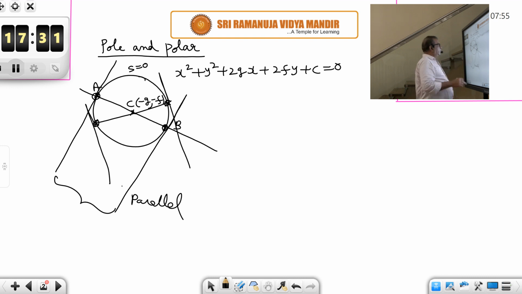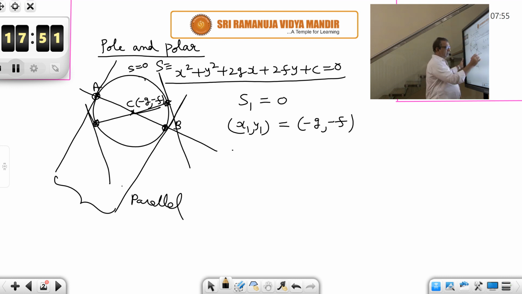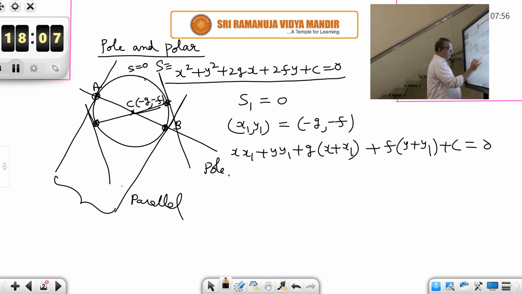That is the reason. Suppose center is (-g, -f). Polar equation is S1 equal to 0. So this is our S, x square plus y square. Center is (-g, -f) means (x1, y1), in this case, is (-g, -f). Let us write S1 equal to 0 and see what happens. x x1 plus y y1 plus g into (x plus x1) plus f into (y plus y1) plus c. This is S1 is equal to 0. That is the polar, is it not? This is polar. But here, the point (x1, y1) is (-g, -f).